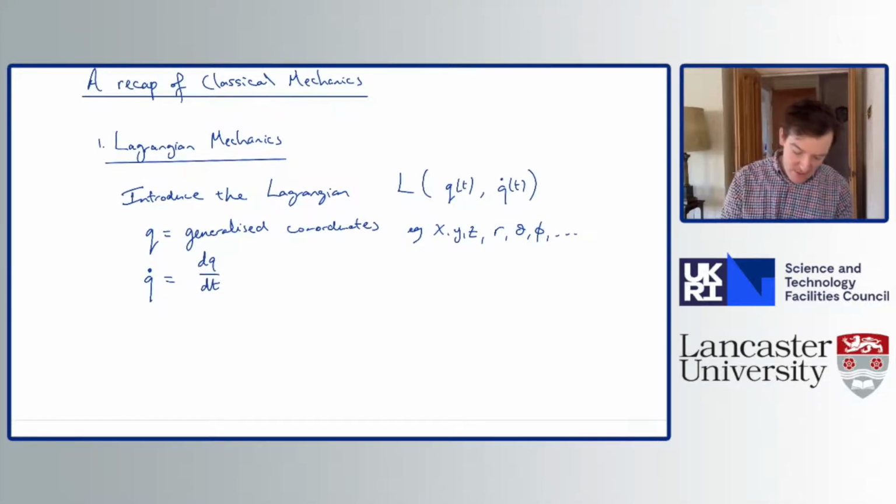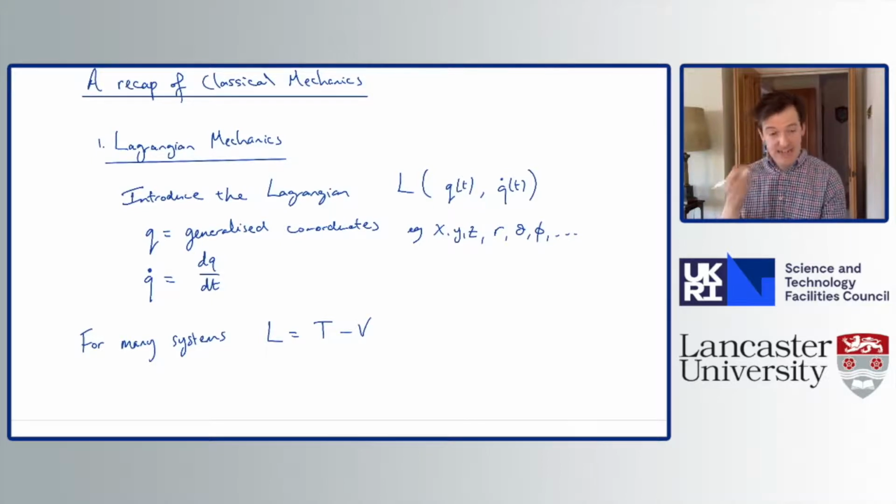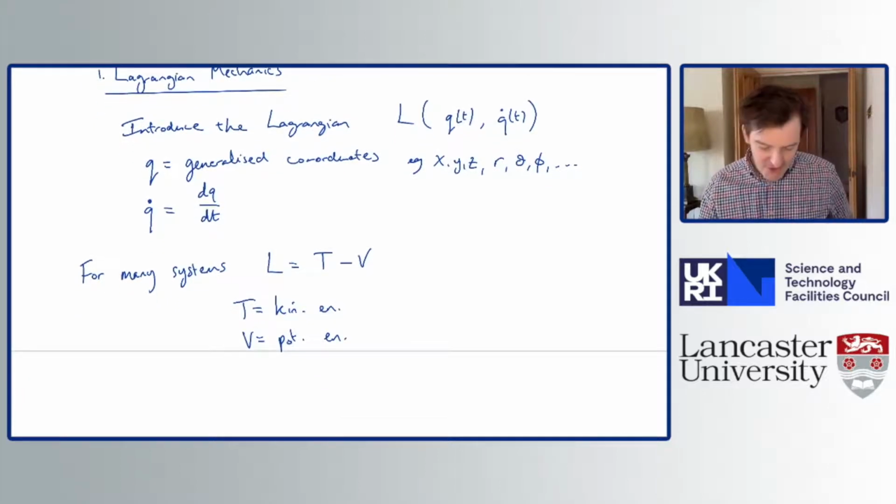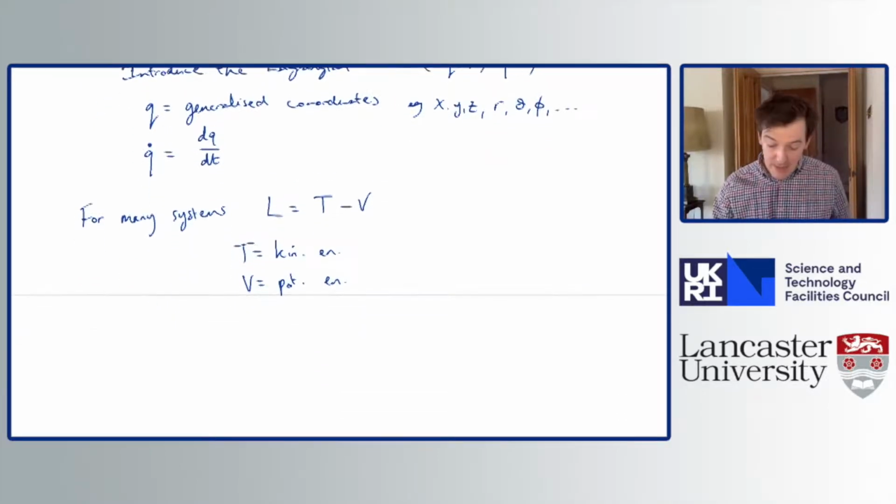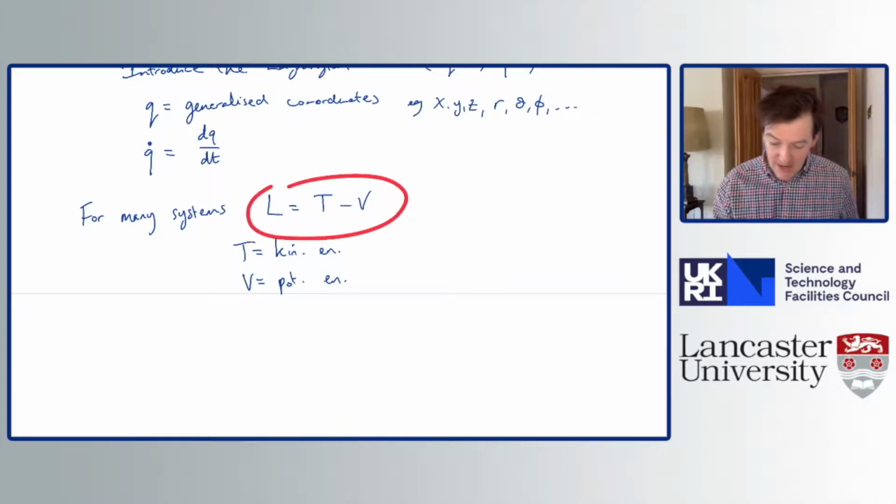So for many, many systems, we can work out what this Lagrangian function is. For many systems, this Lagrangian simply takes the form of the kinetic energy in the system, T, minus the potential energy. T is the kinetic energy, and V is simply the potential energy. That's true for many, many systems. It's not true for all systems.